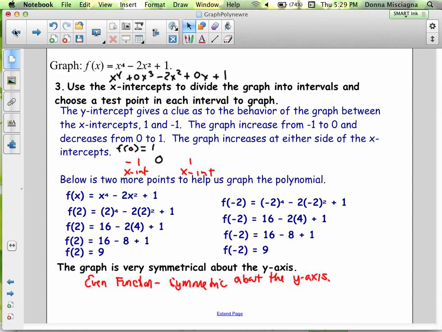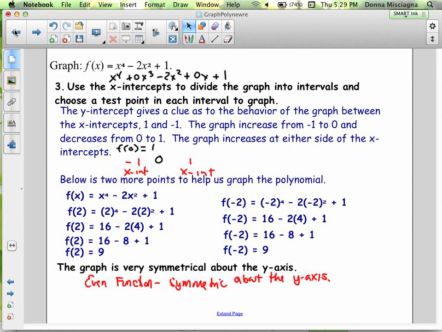So our function is going to come from above. It's going to touch the x-axis at -1. It's going to go up to the y-intercept at 1 there, and then it's going to go back down to the x-axis, and we have our other x-intercept at 1, and then it turns, because they're both multiplicity 2, and goes back up again. We've got 3 points.